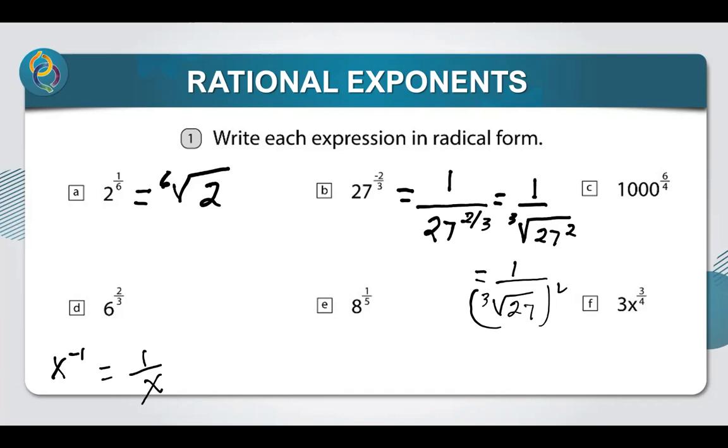Okay. Letter C. How do you write that? Just say it. Okay, so if the index is 4, say 4th root. If the index is 6, 6th root. If the index is 7, say 7th root. So how will you write letter C? 4th root of 1,000 raised to the 6th power. You can put that 6th power under the radical sign. All right, letter D.